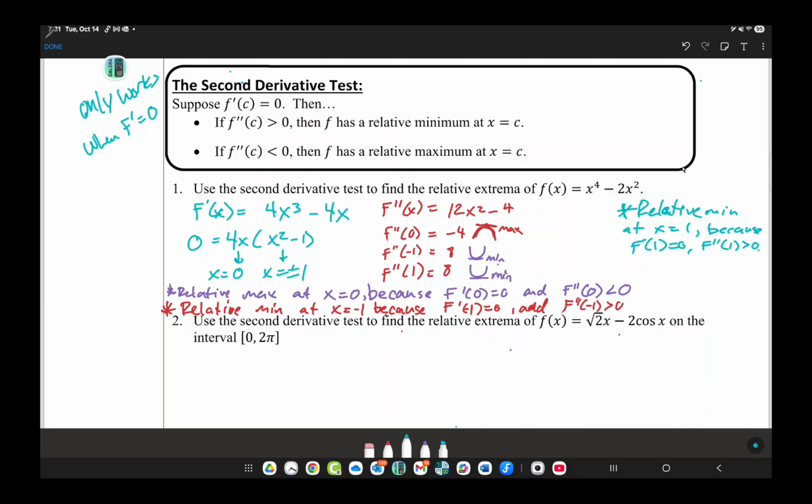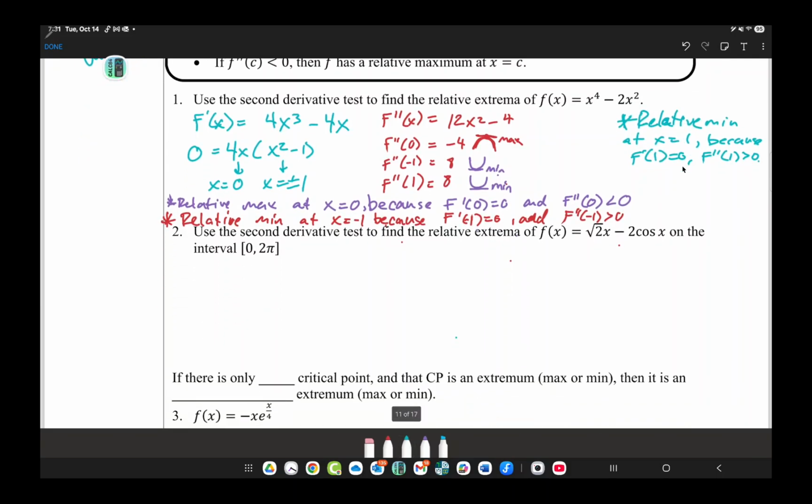Now, that was a nice kind of easy one to start with. See where they get a little more complex here. So use the second derivative test to find relative extrema for this function. Okay, only on the interval from 0 to 2 pi. So they are limiting this because otherwise this is a cosine function. It's going to go on forever.